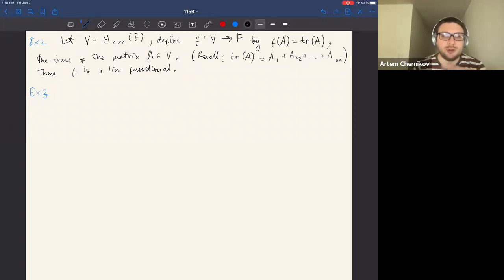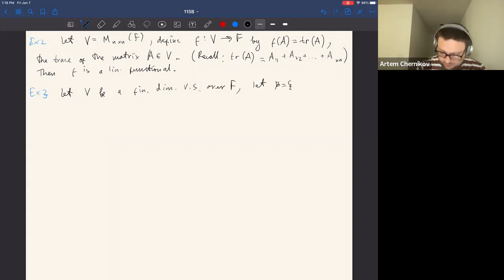And one more example, the very crucial example for us here. So let V be a finite dimensional vector space over F, the field of scalars. And let us fix an ordered basis. So let beta consist of, let's say, x1 through xn be an ordered basis for V. Okay. So in particular, the dimension of V is n, of course.